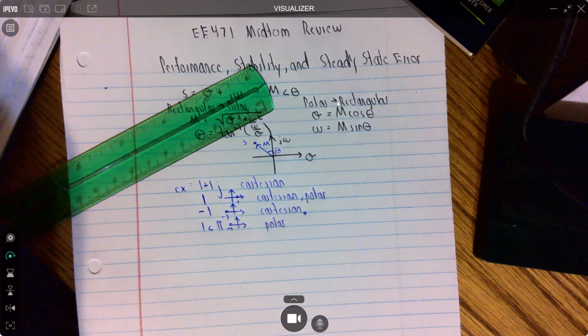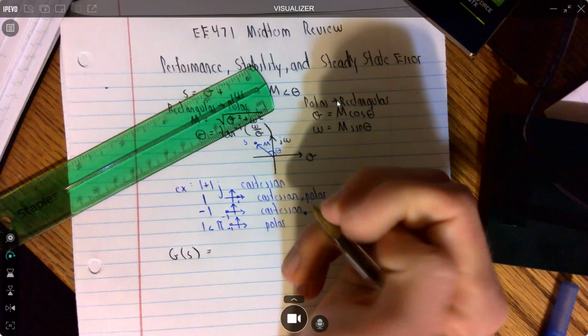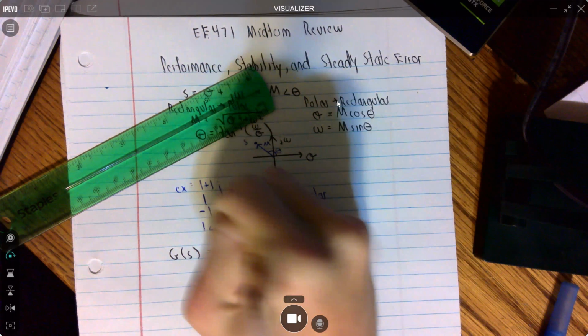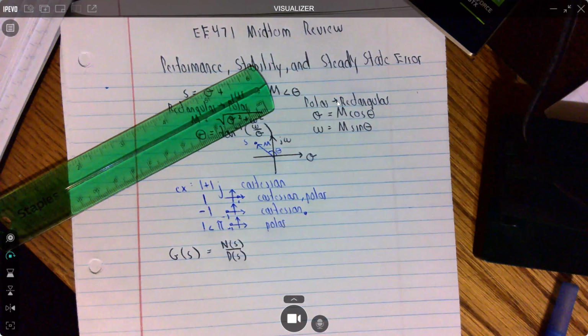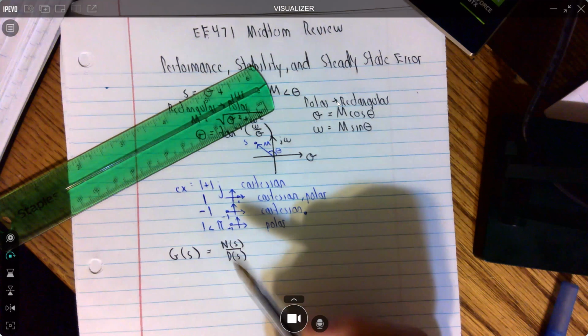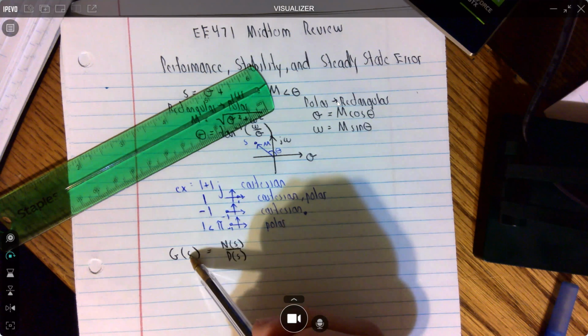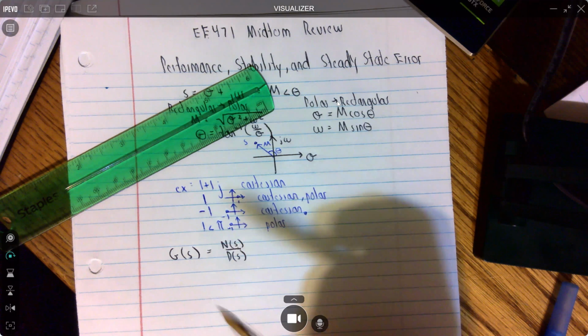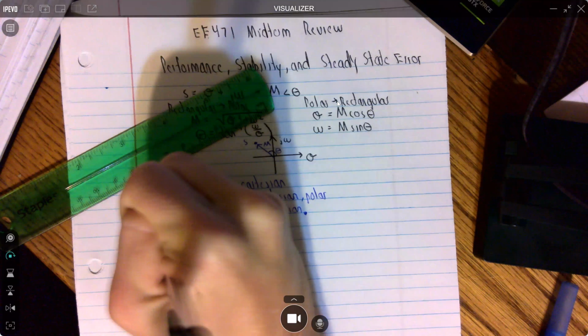Okay, now we're going to look at complex functions. G of s equals a function in the numerator over a function in the denominator, where s is a complex variable. What a complex function does is take in a complex number as its input and generate another complex number at its output. So a complex function can have magnitude and phase. Here's our complex function, G of s.